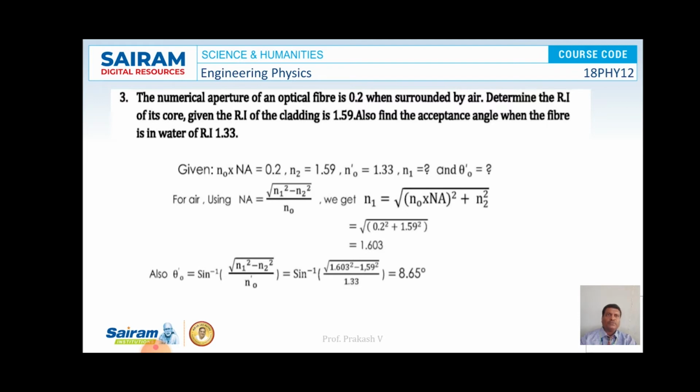When we keep the optical fiber in water of refractive index 1.33, the cone acceptance angle theta naught is given by sine inverse of square root of N1 square minus N2 square by N0. That is equal to sine inverse of square root of 1.603 whole square minus 1.59 whole square divided by 1.33. On simplification, the value of theta naught is equal to 8.65 degrees. So this is the solution for the given problem.